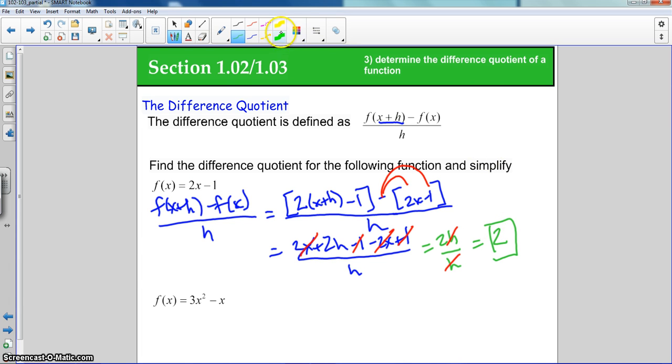Now, if you do the difference quotient correctly, every single time that h in the denominator should cancel. Okay, so chances are if it doesn't cancel, you probably did something wrong, and that might be a good place for you to stop, go back, and rethink your algebra and the steps that you've done so far. So let's go on to another example.